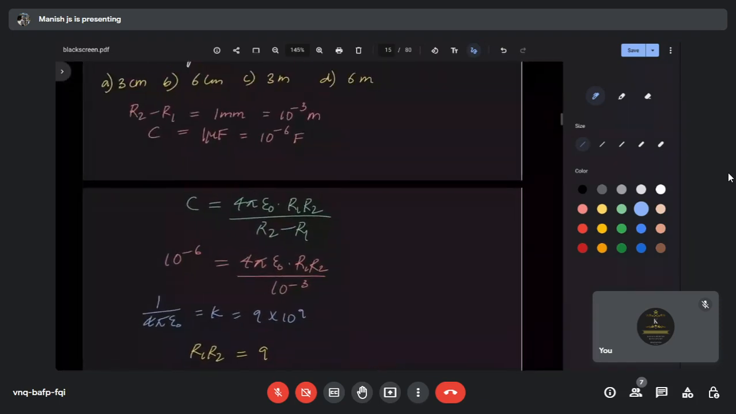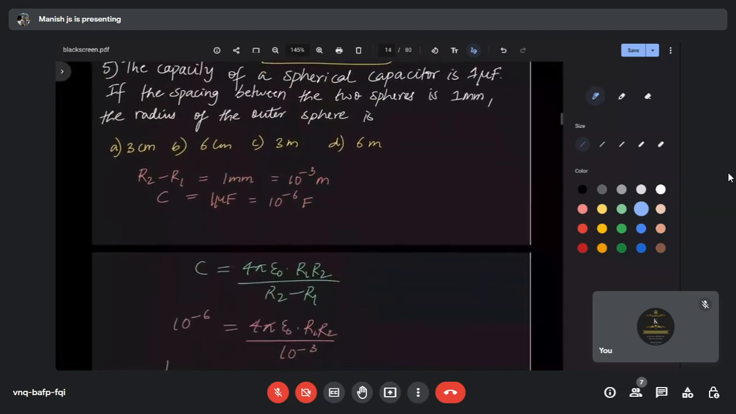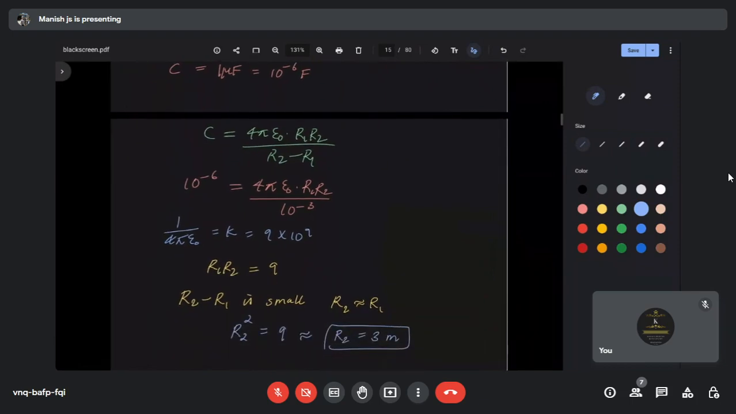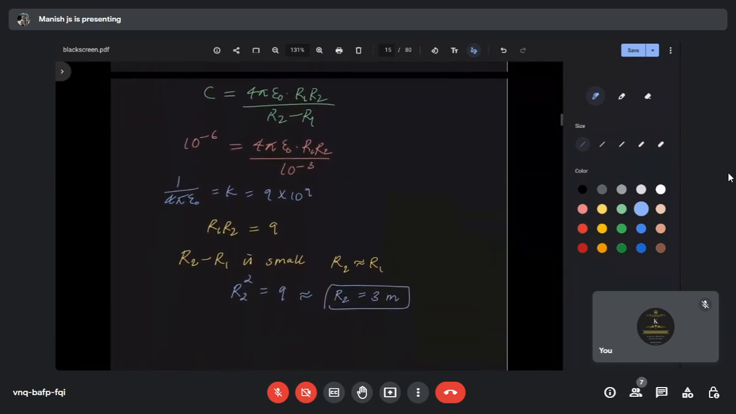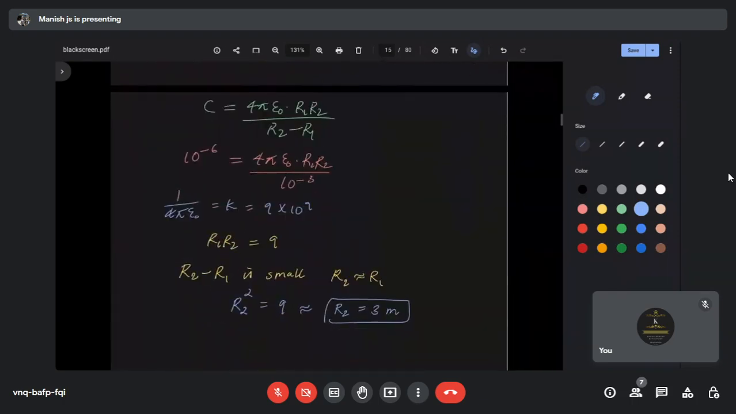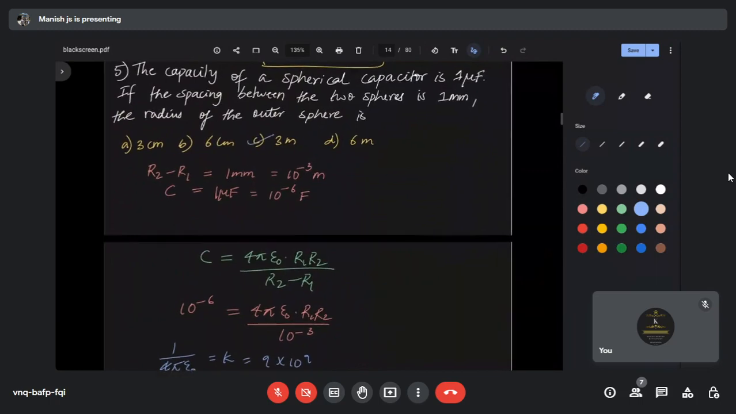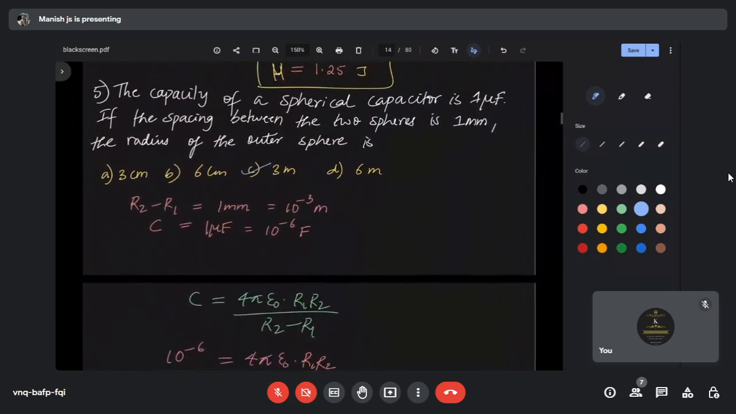So you go for an approximation finally. We solve this type of question where you have an approximation. The product value is large and the difference is very small, therefore you substitute and you get R2 is 3 meters for this question. Okay, class? So this is how you approach this. Good. So the answer is option C. Is this part clear? Yes, sir. All right. So next, moving on.